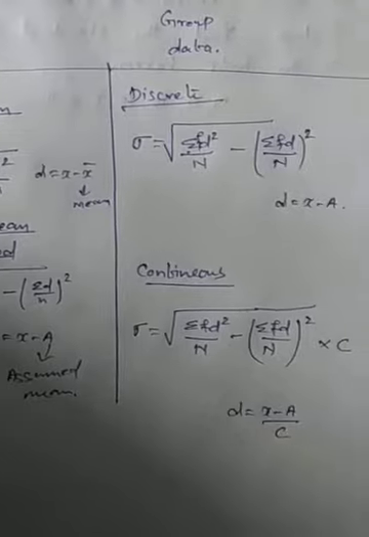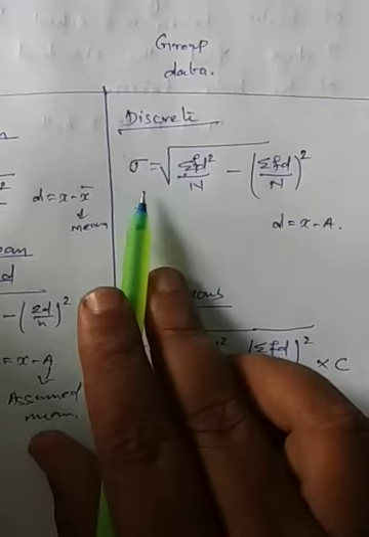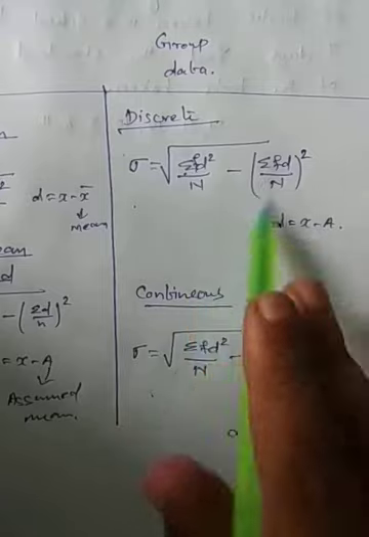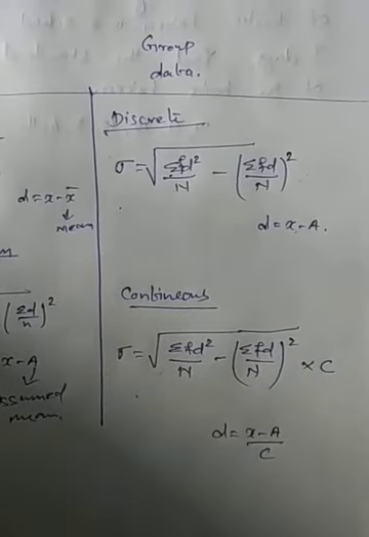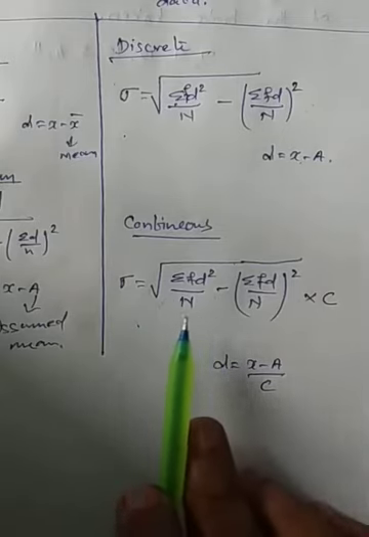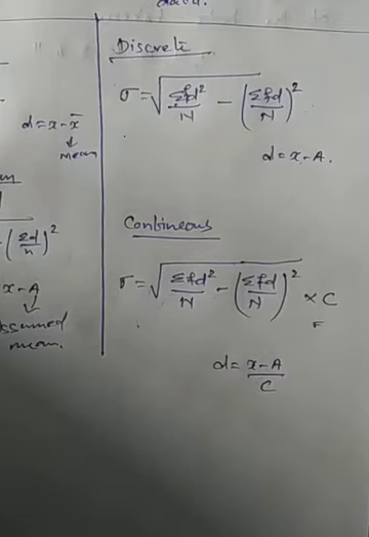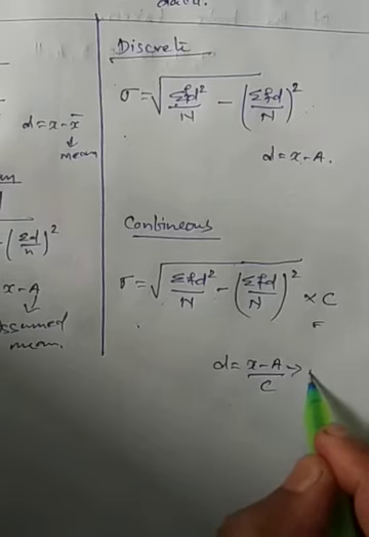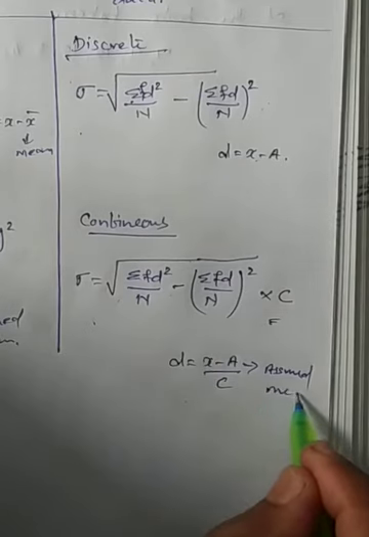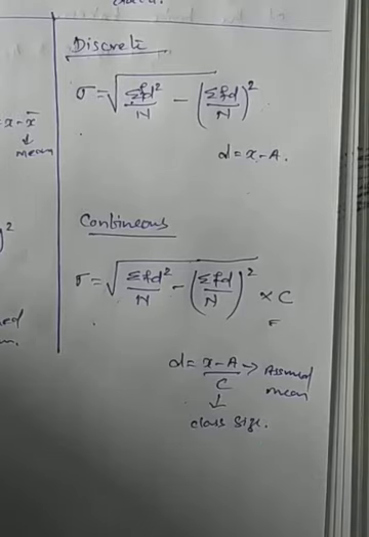Now come to grouped data. In grouped data we are having two things, discrete and continuous. Discrete is sigma equal to square root of sigma f d square by n minus the square of sigma f d by n, where d is x minus a, and a is the assumed mean. Similarly continuous, same thing: sigma equal to square root of sigma f d square by n minus the square of sigma f d by n, into c. Where d is x minus a by c, a is the assumed mean, and c is the class size or class width. That's the thing we have to keep in mind.